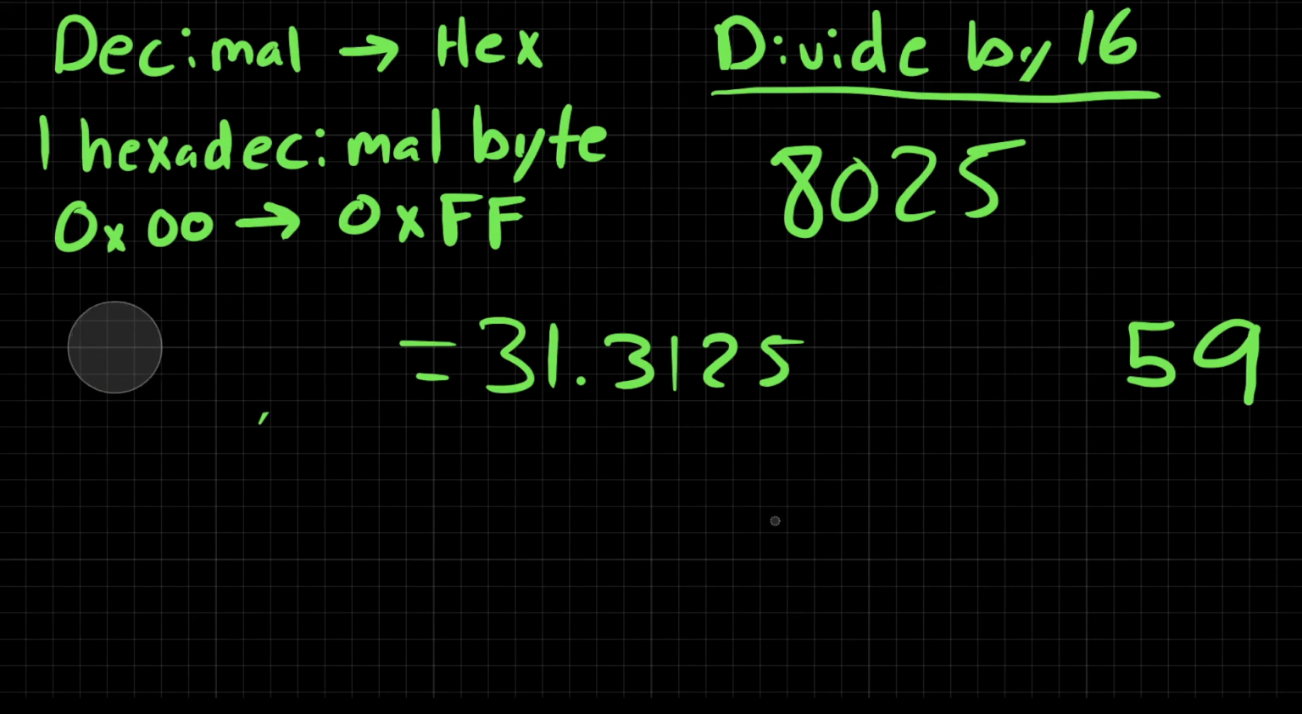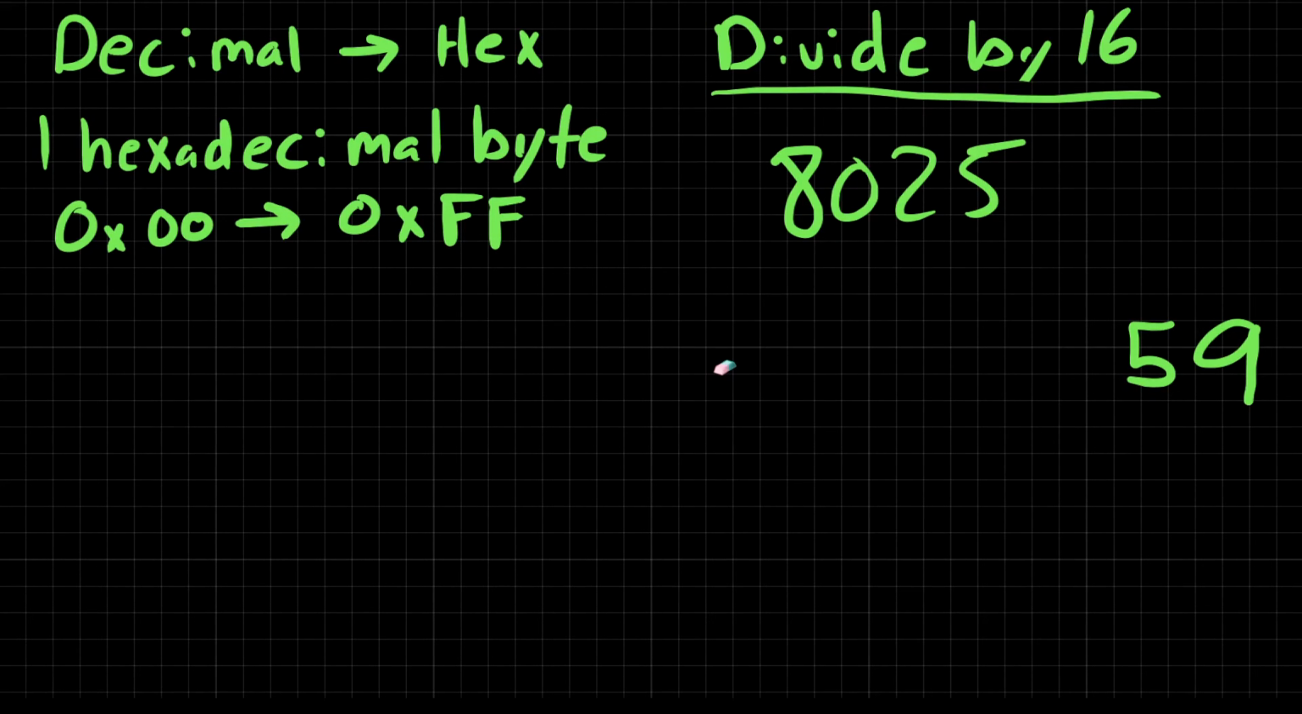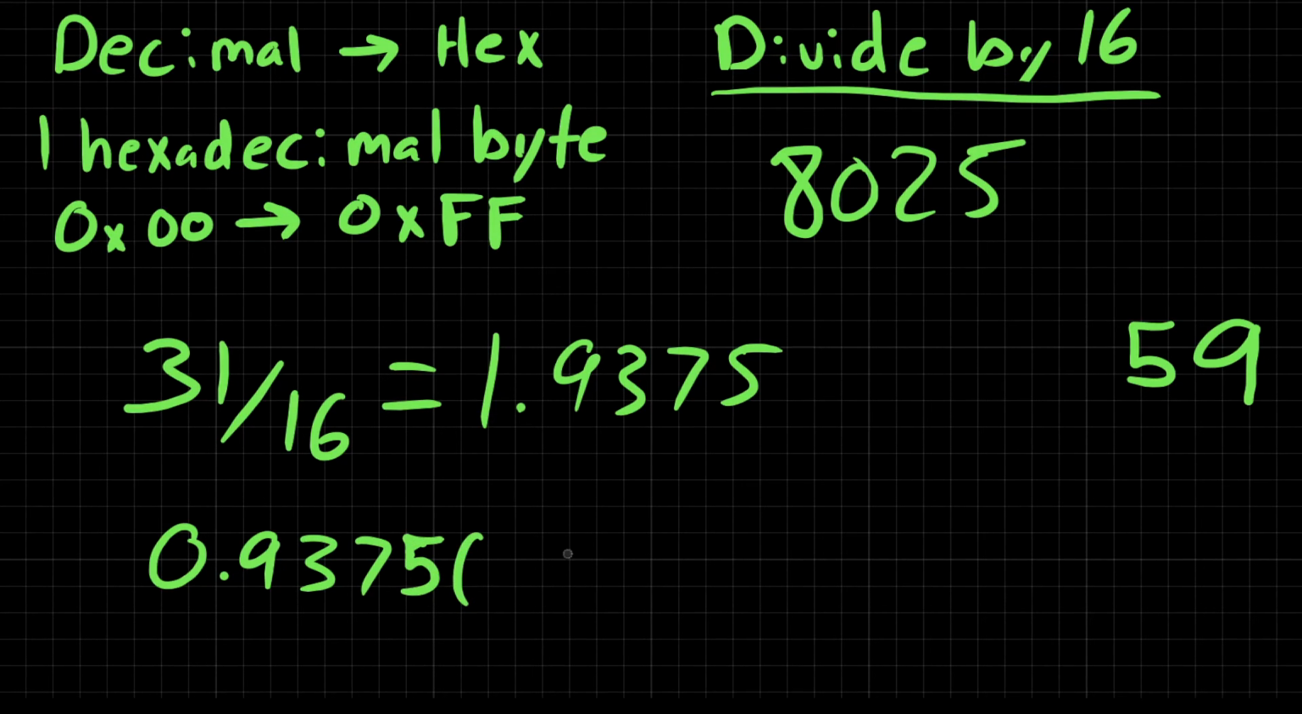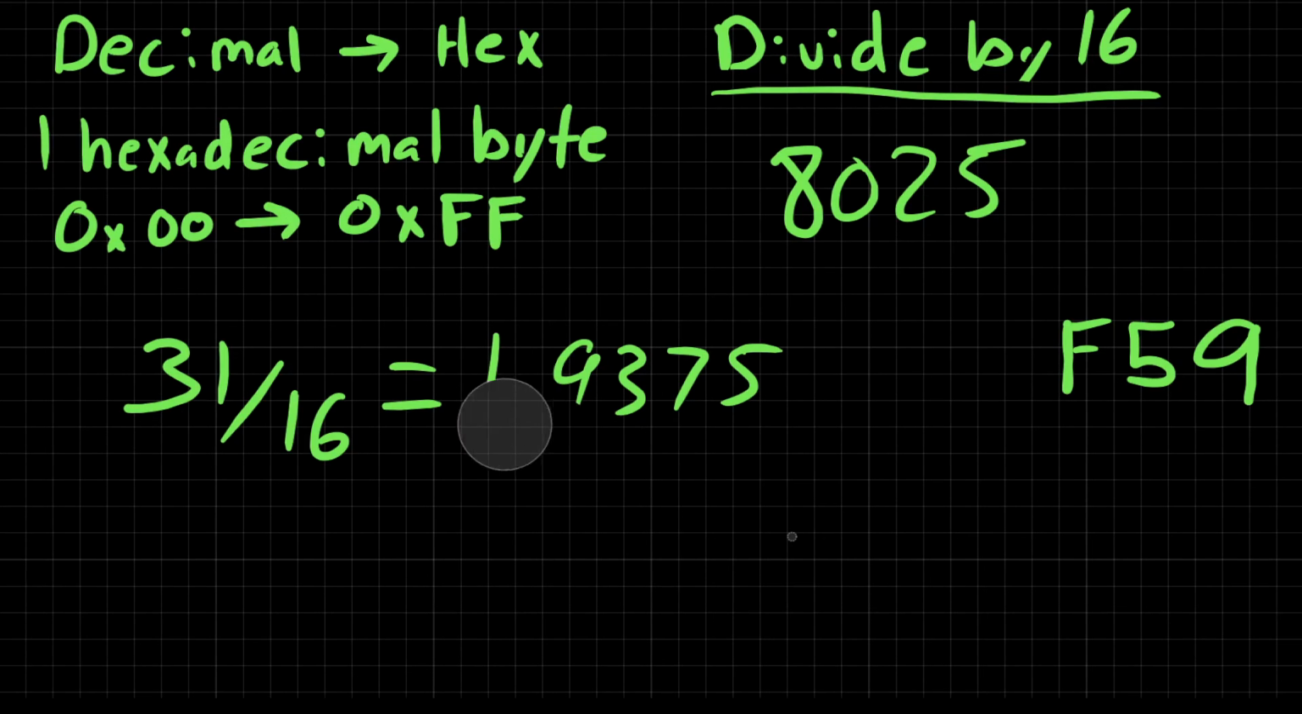I'm going to erase this again. Now we're going to start with 31. We're going to divide that by 16. And what this gives us is 1.9375. We're going to take that fractional part, 0.9375. We're going to multiply that by 16 again. And what this gives us is the number 15. Now 15 in a hexadecimal digit is the letter F. So we're going to put F there. That is going to be the 256th place for our number.